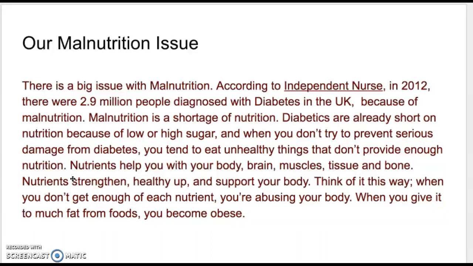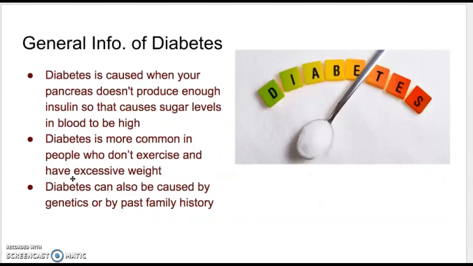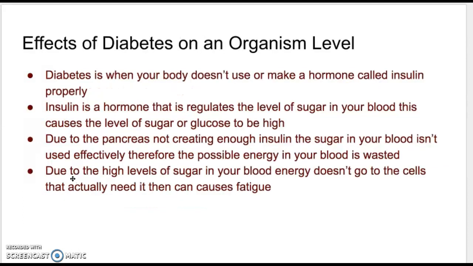Think of it this way. When you don't get enough of each nutrient, you're abusing your body. When you give it too much fat from foods, you'll become obese. Here are the basics of diabetes. When you are diagnosed with diabetes, that's when your pancreas doesn't provide enough insulin. People with diabetes usually are overweight or don't exercise. Diabetes is also sometimes passed down from your family by genetics.